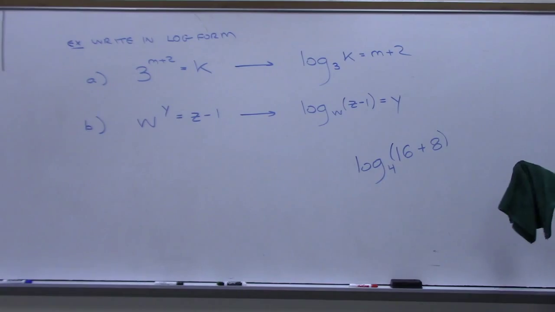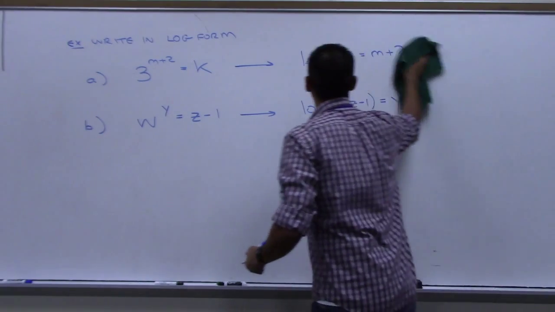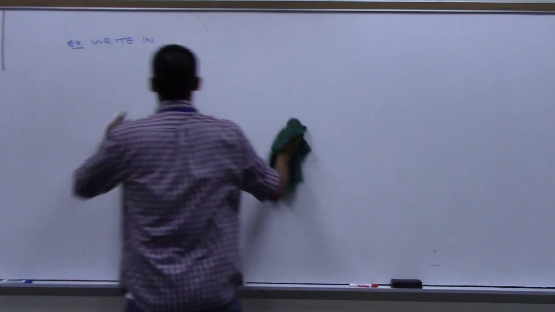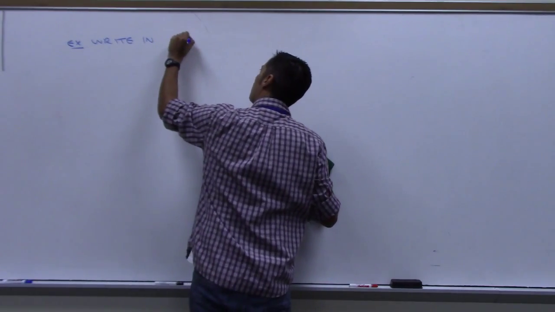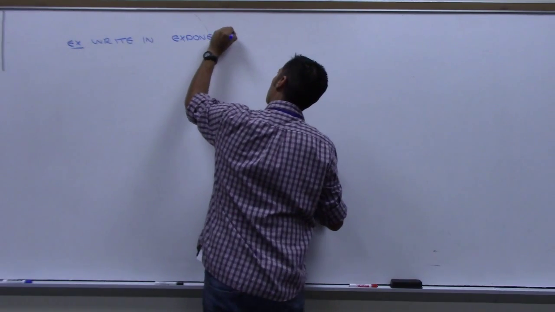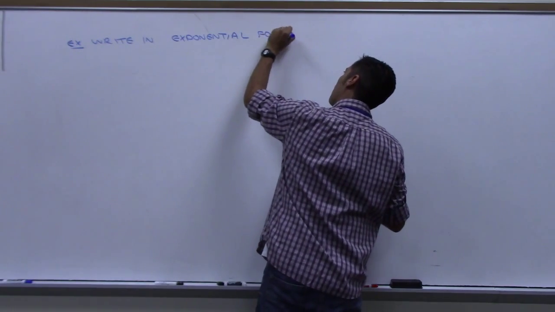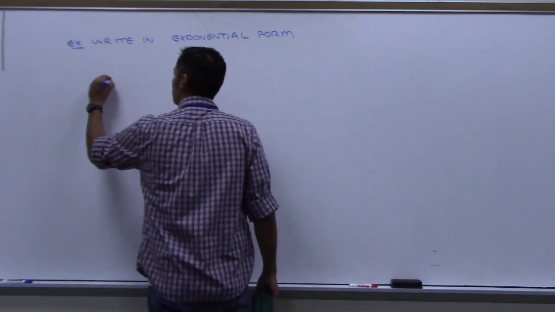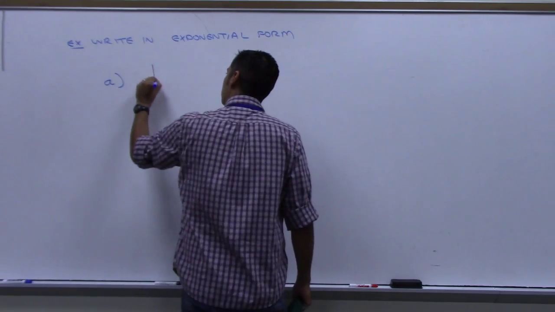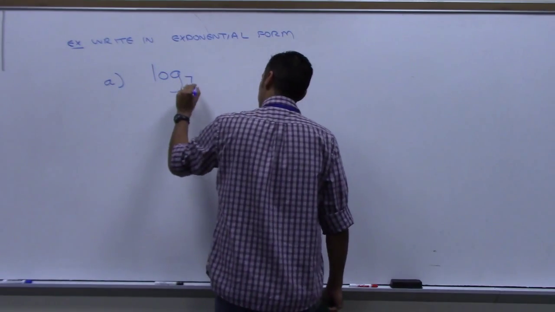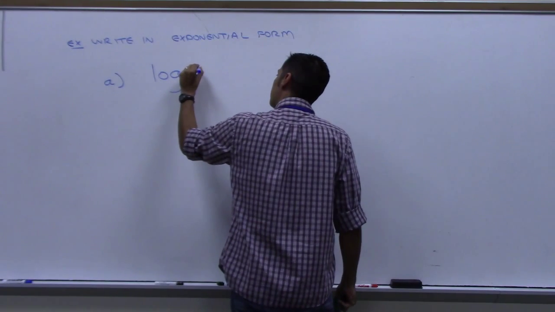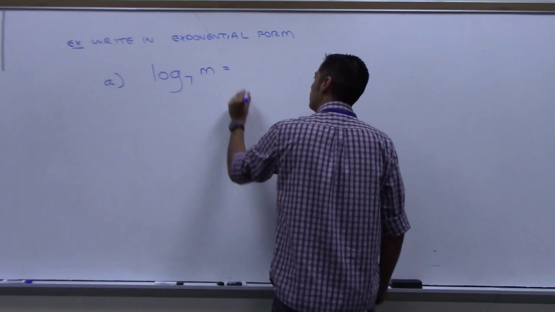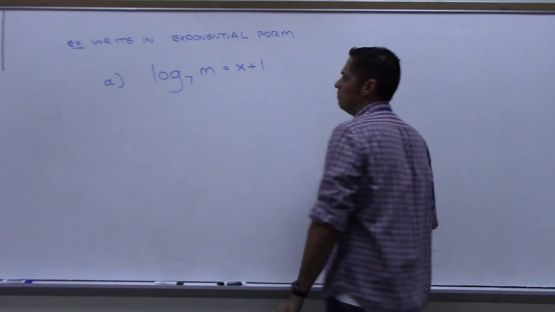All right? Sure? Okay. Now let's go the other way. Let's go and do writing it in exponential form. So as an example, log base 7 of m equals x plus 1.